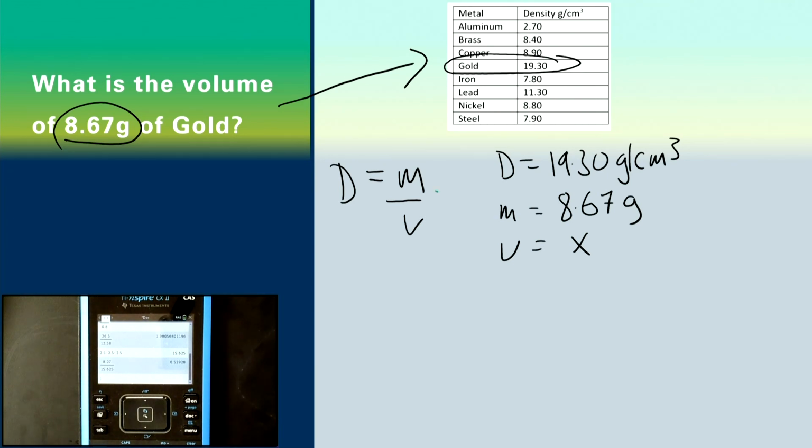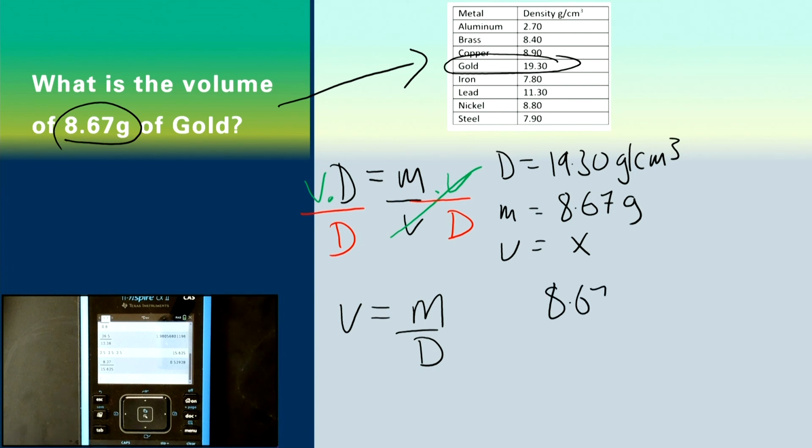Personally, I like to do it ahead of time. So I'm going to move my V over to the right hand side. I'll cancel those out. And then I'm going to have to divide by my density. So I'll divide by my density and I will divide by my density. So my formula is volume is equal to mass divided by density. So my mass is 8.67 grams. My density is 19.30 grams per centimeter cubed.